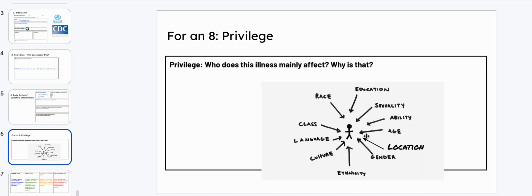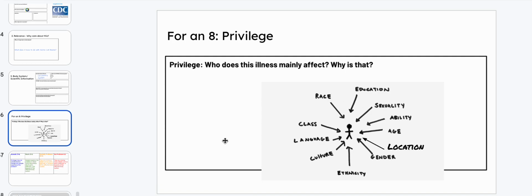Now for an 8, people don't exist all by themselves in just their human bodies. There's a lot of things that go into how someone is, how their health is. There's a lot of things that go into how likely you're going to get certain illnesses, how likely you're able to get treatments, how likely you're able to spot the symptoms, how likely you know what you're looking for. You're going to be talking about who this illness mainly affects, and why. So not just who mainly gets it, but who is mainly getting hurt by it, who is mainly potentially dying from it.